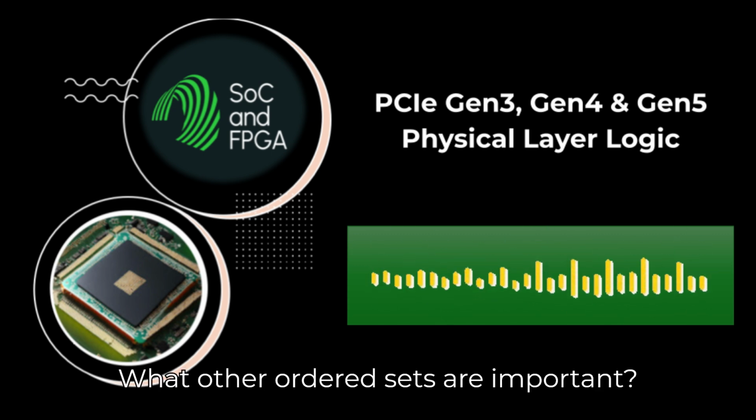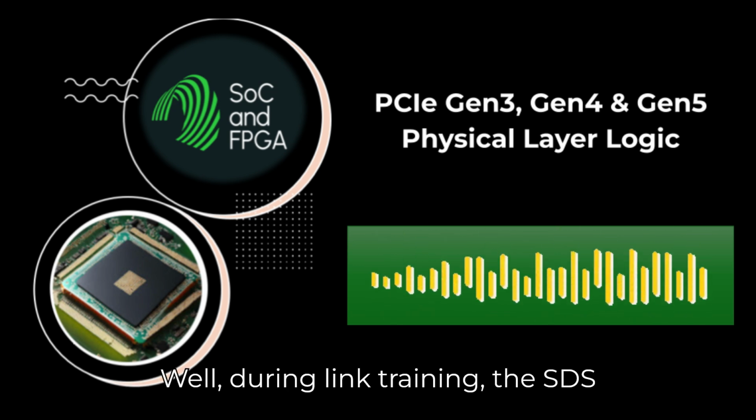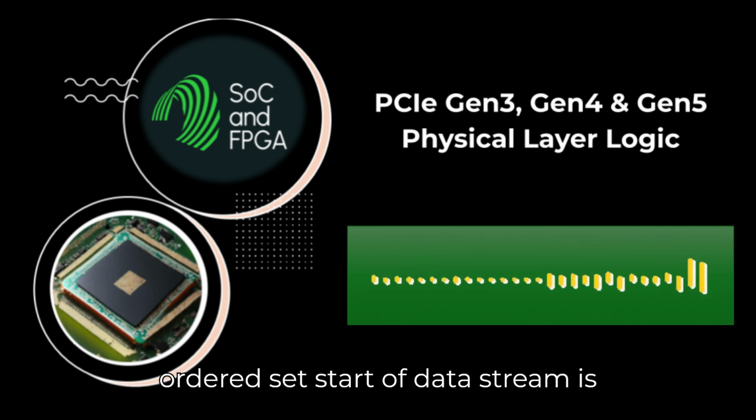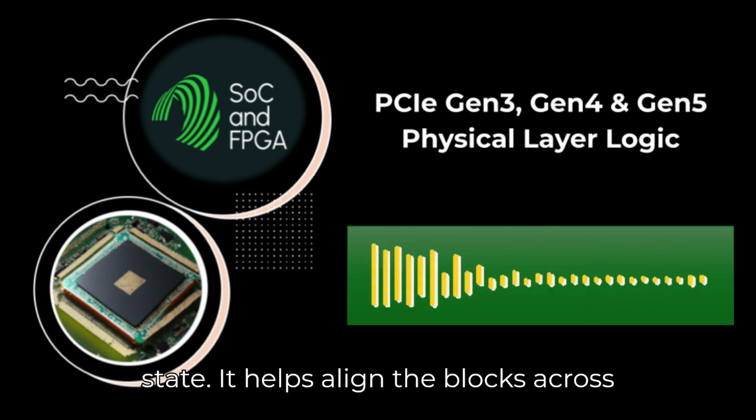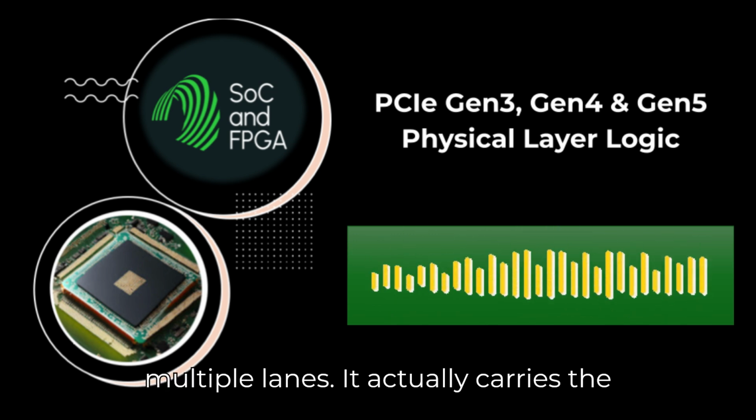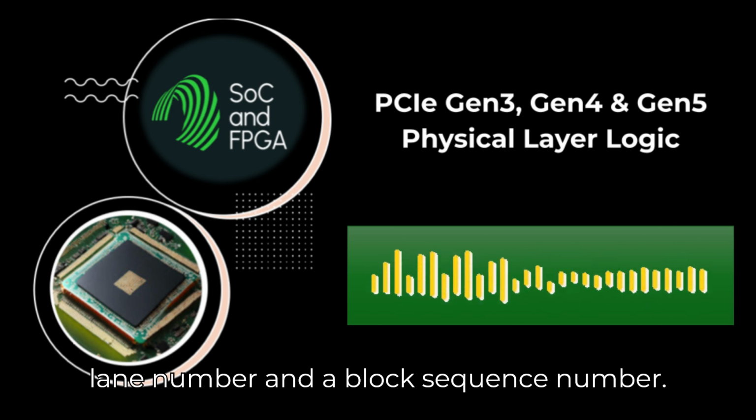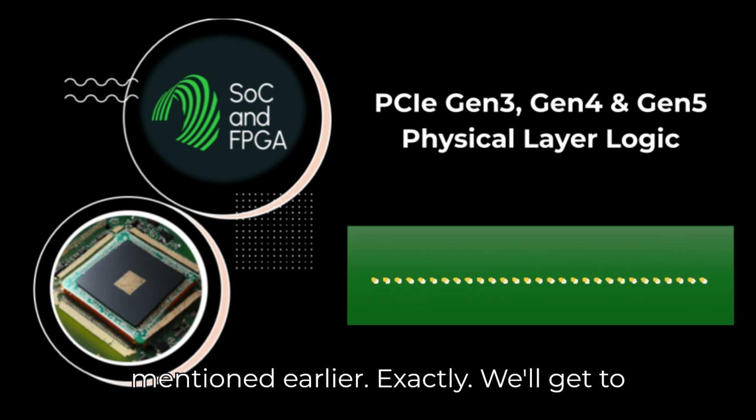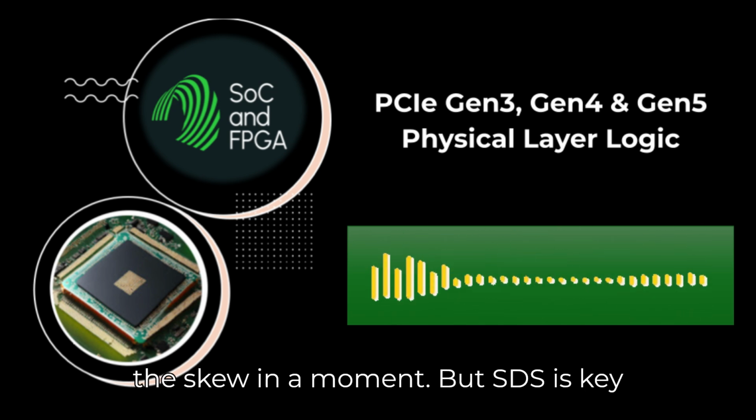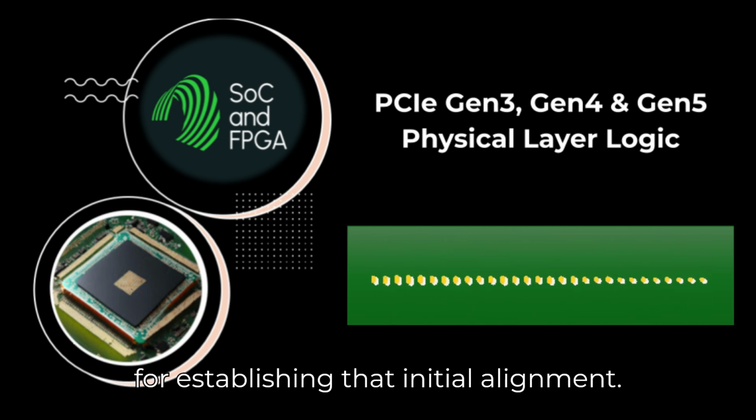Very cool. What other ordered sets are important? Well, during link training, the SDS ordered set, start of data stream, is critical, especially in the configuration state. It helps align the blocks across multiple lanes. It actually carries the lane number and a block sequence number. So that helps with the skew problem you mentioned earlier. Exactly. We'll get to skew in a moment, but SDS is key for establishing that initial alignment.